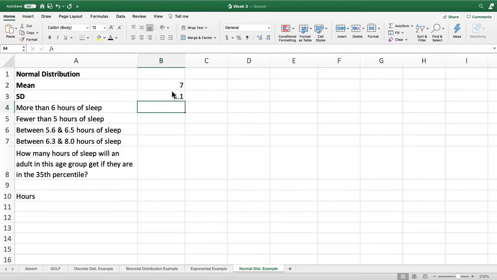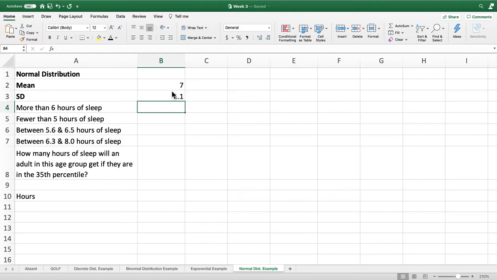what's the probability that a person will get more than 6 hours of sleep? What is the probability that a randomly selected adult from this age group will get fewer than 5 hours of sleep? What's the probability that someone randomly selected from this age group would get between 5.6 and 6.5 hours of sleep, and between 6.3 and 8.0 hours of sleep?